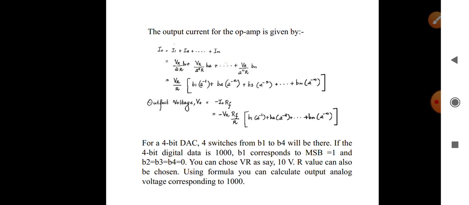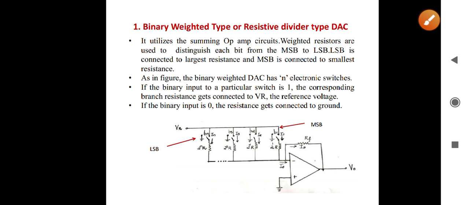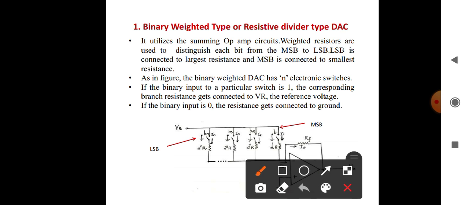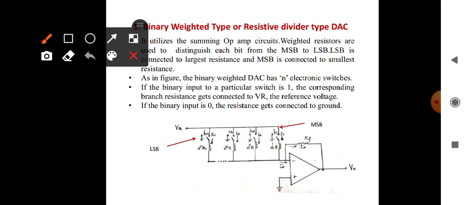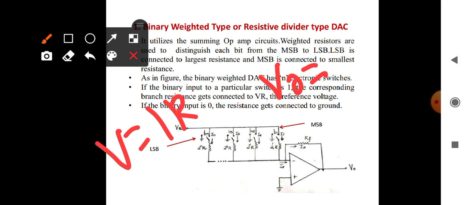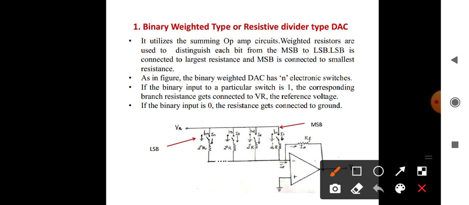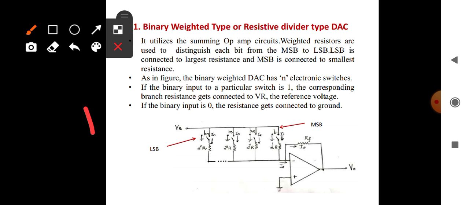Then what do you need to find out? We need to find out the Vout. Vout is the output voltage. So what is the output voltage? Output voltage Vout is equal to V is equal to I into R. I means I naught into the feedback resistance RF. So here I naught we have found out. So what is I naught here?